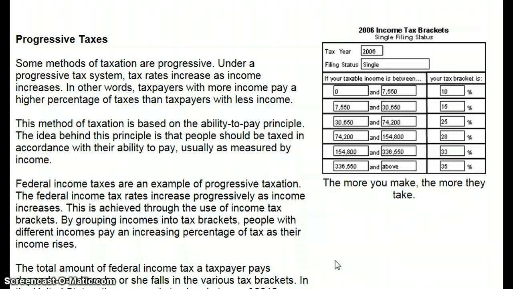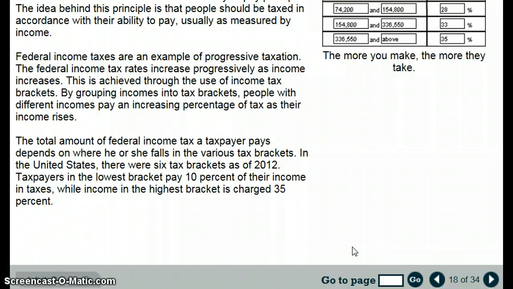The federal income tax rates increase progressively as income increases. This is achieved through the use of income tax brackets. By grouping incomes into tax brackets, people with different incomes pay an increasing percentage of tax as their income rises. The total amount of federal income tax a taxpayer pays depends on where he or she falls in the various tax brackets. In the United States, there were 6 tax brackets as of 2012. Taxpayers in the lowest bracket pay 10% of their income in taxes, while income in the highest bracket is charged 35%.